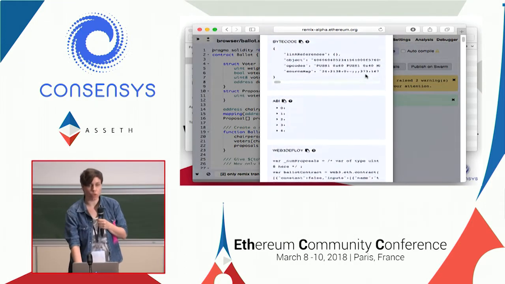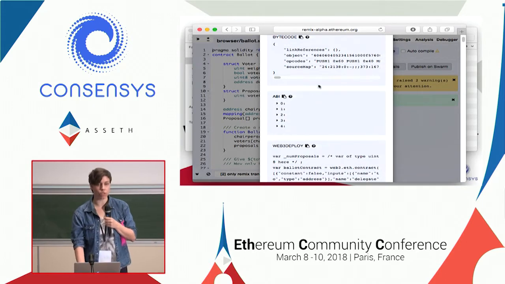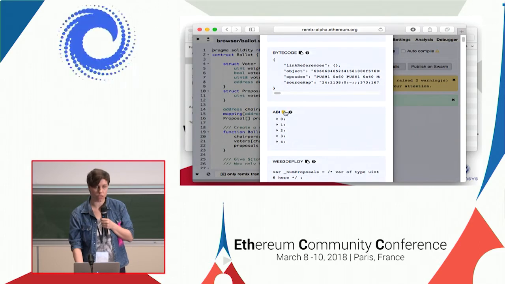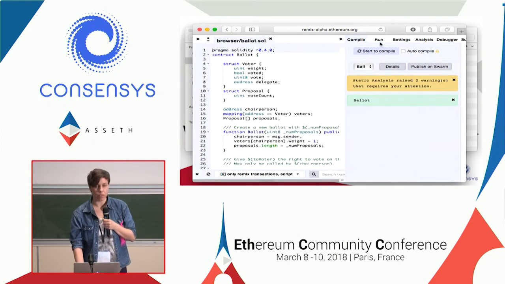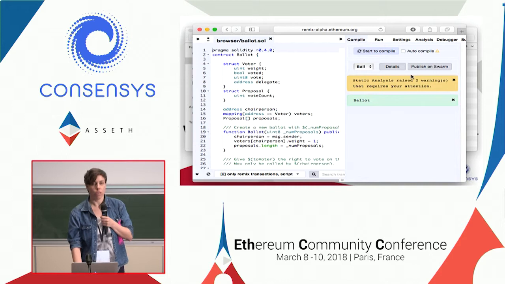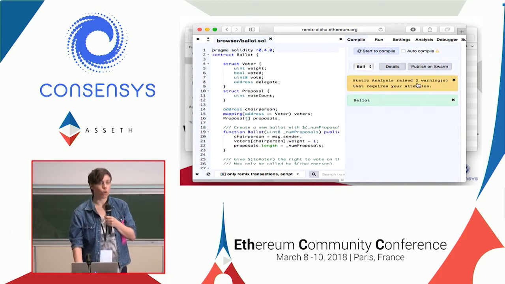When you write the code, when you interact with the contract, you will use the ABI. So you have everything prepared here. You just click to copy. Then you can run the contract. Here you also see the errors or some static analysis warnings. So you should fix these things.